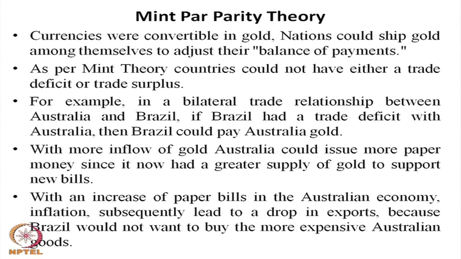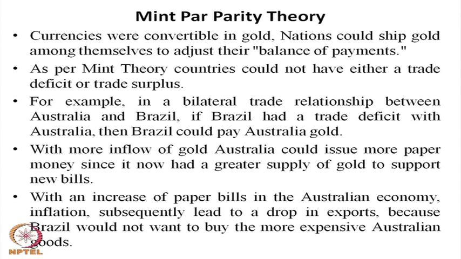Let us understand that there are different concepts in the mint parity theory. One important condition is that the mint parity theory determines not only the exchange rate, it also automatically corrects the balance of payment, whether deficit or surplus. Currency is convertible into gold, so nations could ship gold among themselves to adjust their balance of payment. Since under the gold standard there is free export or import of gold, gold freely moves from one country to another, and the balance of payment is automatically corrected.